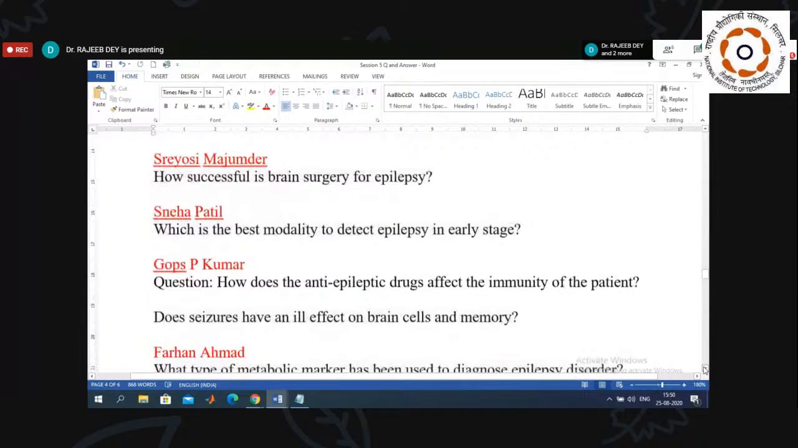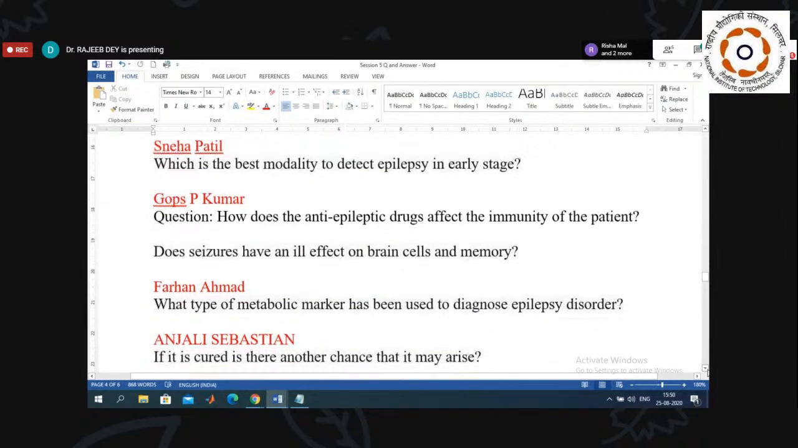How successful is brain surgery for epilepsy? This is a very important question. Particularly for drug-resistant epilepsy, there is benefit in going for surgery as opposed to not going for surgery or continuing to take medication. There are lots of studies which advocate brain surgery over prolonged medication for drug-resistant epilepsy. And even if the patient has a poor surgical outcome, it doesn't mean that there was no reduction from the baseline seizures.